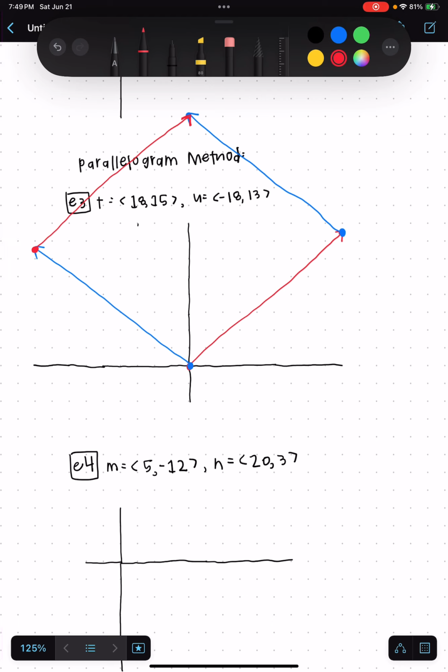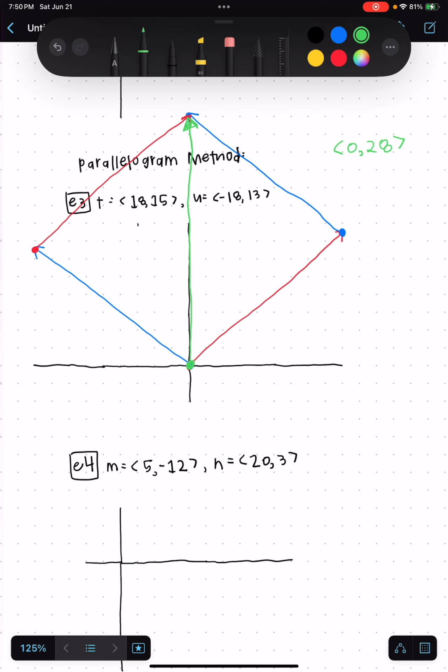Now, with the parallelogram method, the resultant vector would be if I drew a new vector from the very beginning of both of them, so from the origin to where the tips meet, which is right above it in this case. That point where we met is the resultant vector. So we didn't go left or right. In this case, it would be 0. And then we went up 28. So my resultant vector would be 0, 28.